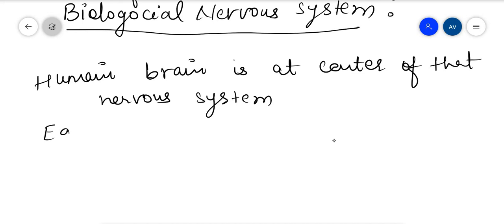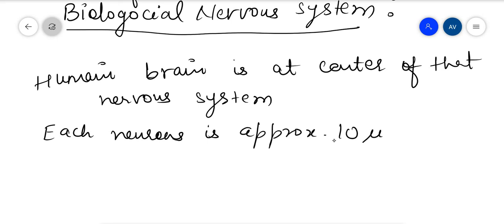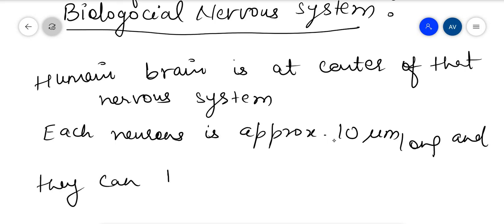In the human brain, these neurons are approximately 10 micrometers long, and they can all operate in parallel.